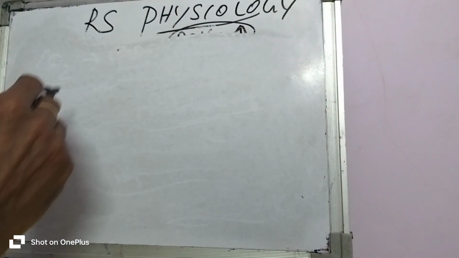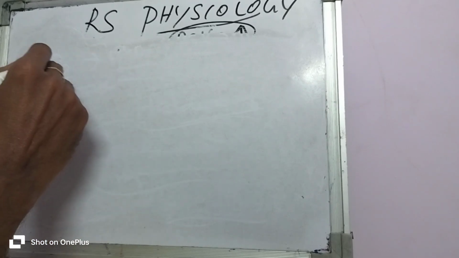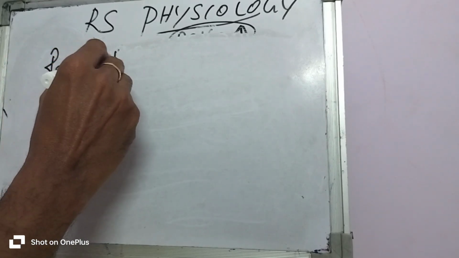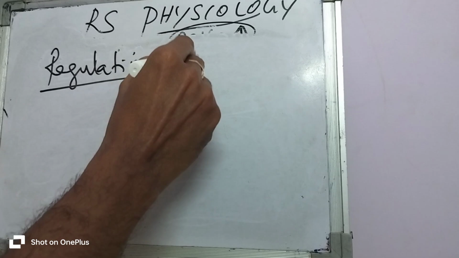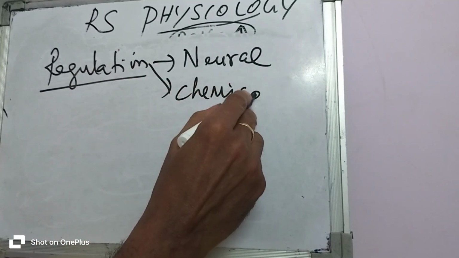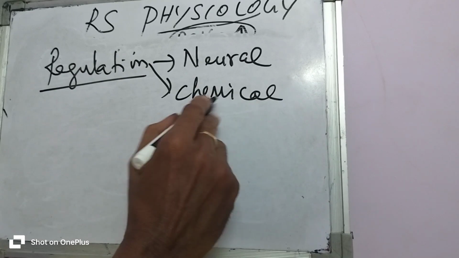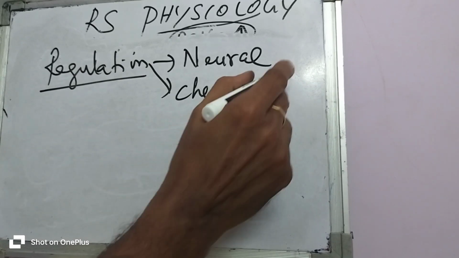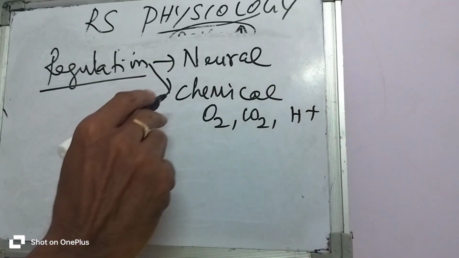So next we will see the regulation of respiration, how the respiration is regulated. Regulation is done first by the centers, which is called the neural control or neural regulation. Second is the chemical influence. The chemicals will give the input, the level of the chemicals. What are the chemicals? CO2, O2, and H plus ions, and some non-chemical influence.